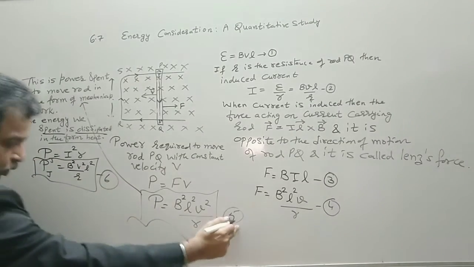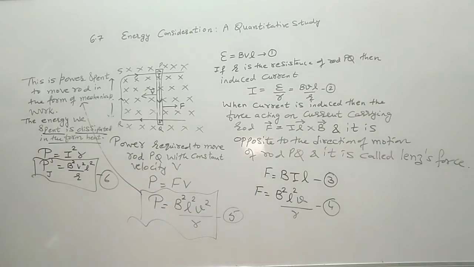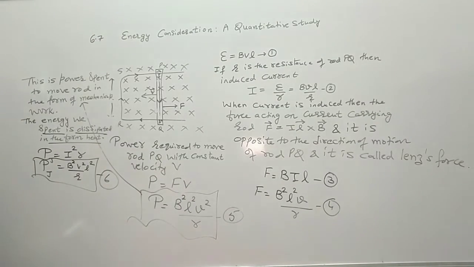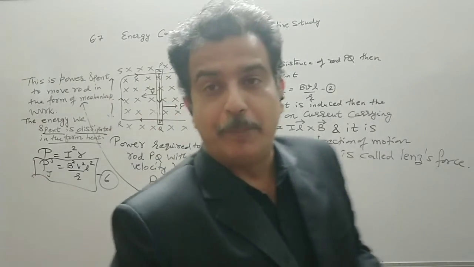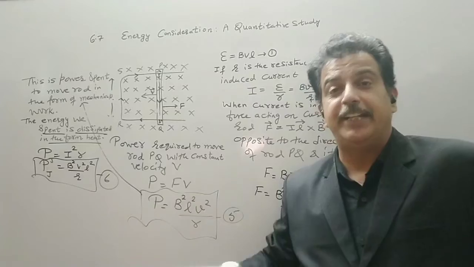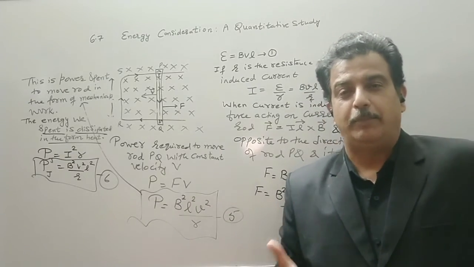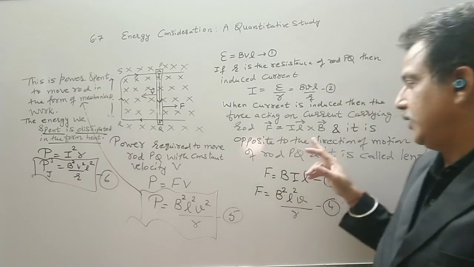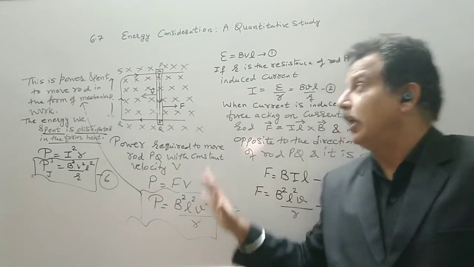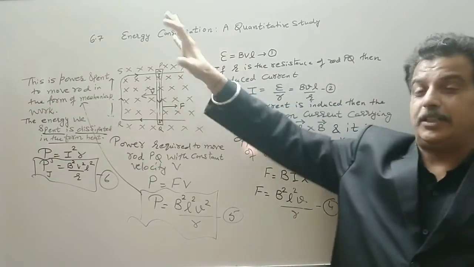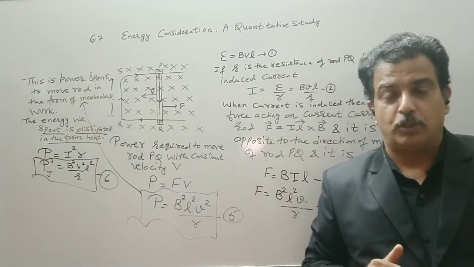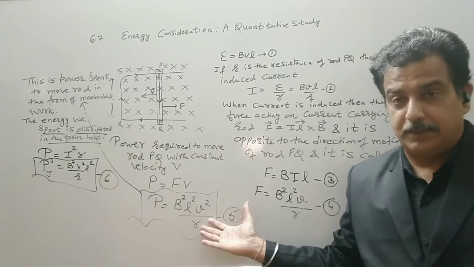Now you compare equation 5 and equation 6. This is the mechanical work per unit time. Power means work upon time. This is the mechanical work we did. Now why did you do the mechanical work? To overcome this Lenz's force. It comes out to be this. Now our topic is energy consideration. We have to prove that energy is neither created nor destroyed. So I spent this much energy.